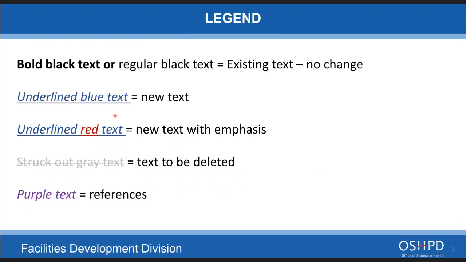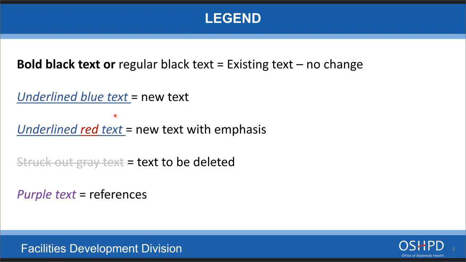Real quick, what we did, we color coded the slides, so it makes it a little bit easier to understand what was there before as well as what's new. Anything in bold black text or regular text is existing text with no change. The underlined blue text is anything that was added new.